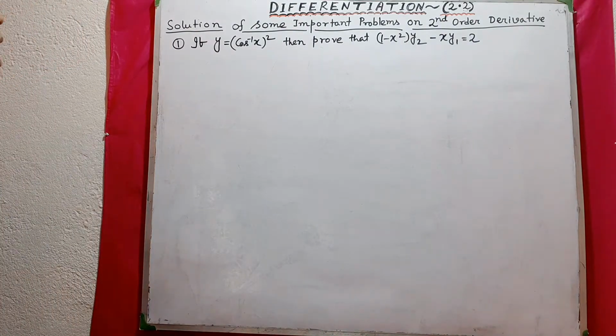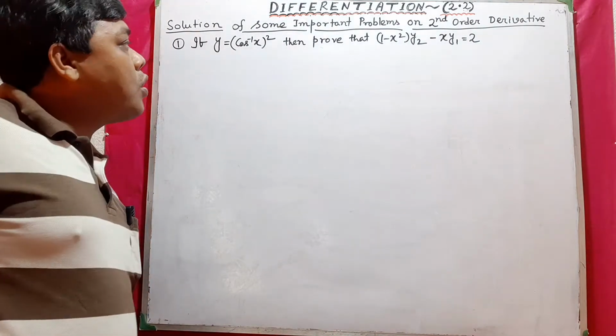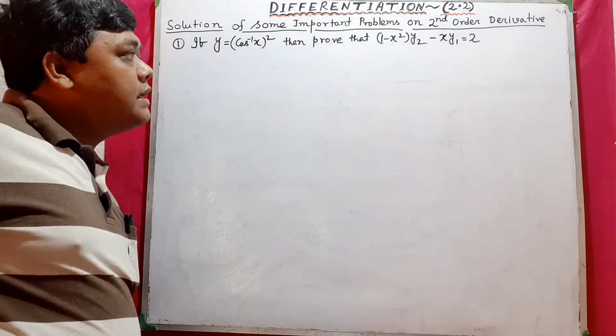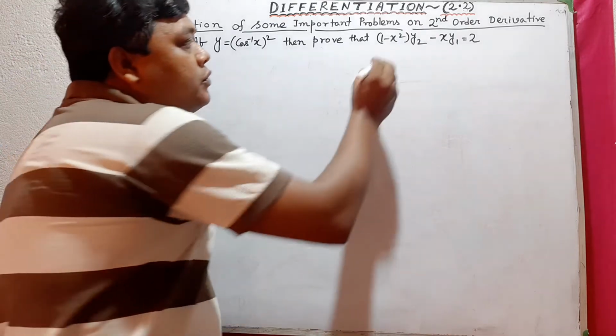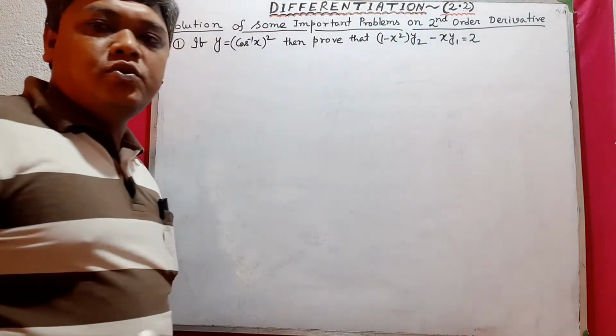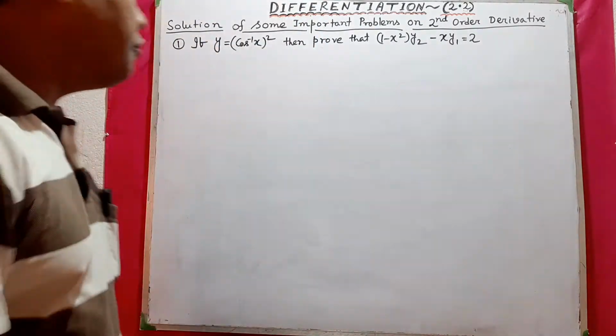So the problem number 1: if y equals to (cos inverse x) whole square, then prove that (1 minus x square) into y2 minus x into y1 equals to 2.